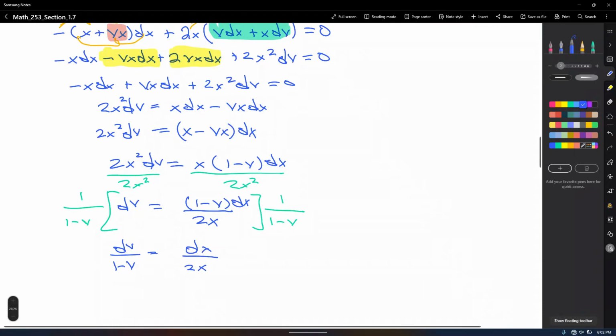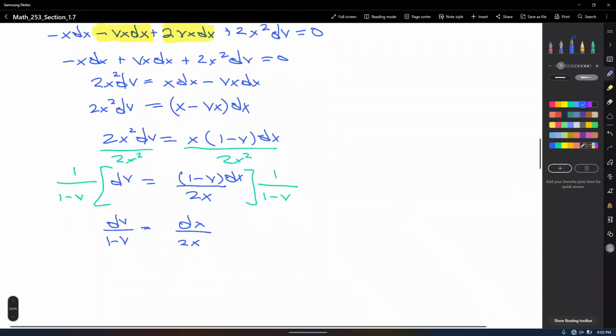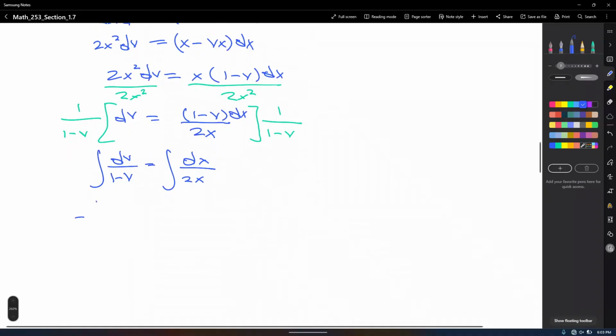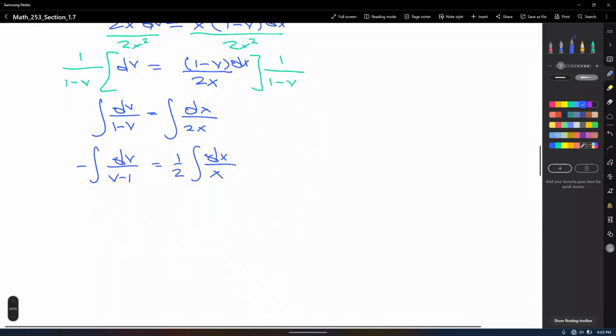Well, number one, before integrating both sides, any ideas how to evaluate the integral on the left-hand side? What would be a good idea here? ln, right? However, I don't want to show the u du, so I'm going to factor the negative out of the v, and then v minus 1. It will be easier, right? And then this is 1/2 integral dx over x. So actually ln rule on both sides, right? So that is negative ln of v minus 1 equals 1/2 ln of x plus c.